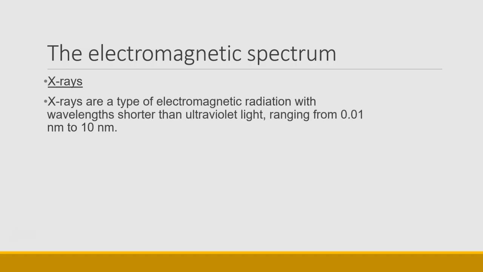The next type of electromagnetic radiation, which has an even higher energy than UV rays, is X-rays. So they have shorter wavelengths than UV light, which means that they have very high energy. Now, because they have such high energy, they can actually penetrate further into the body. So remember that UV rays can penetrate the skin and damage the DNA of the skin, but now X-rays can penetrate even deeper.